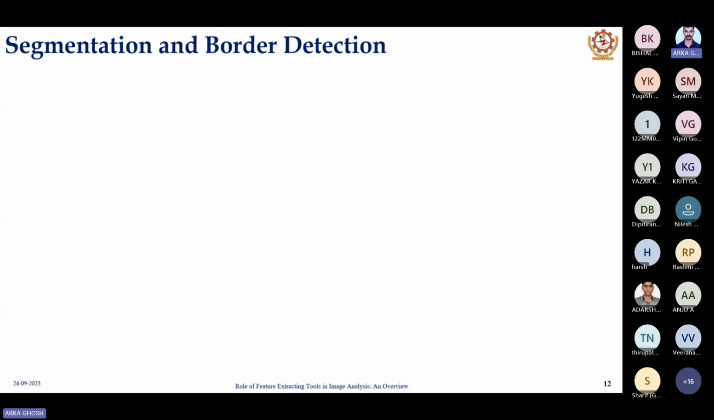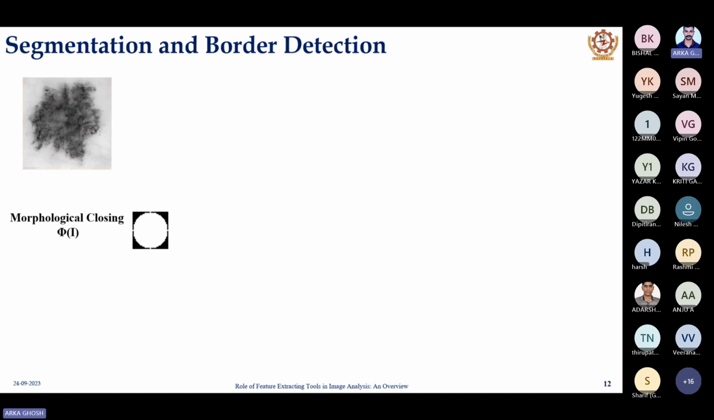Let us see how we can use this technique to segment a specific region and identify the border. If this is my input image, which is in RGB form, we convert it into grayscale. Then we perform a morphological closing operation on that image with a circular structuring element. Why do we consider a circular structuring element? Because in most problems, the objects in the images are almost elliptical or circular in nature.